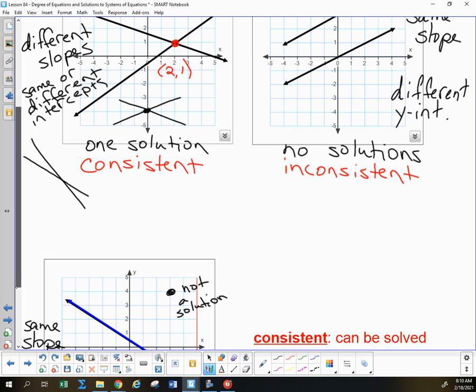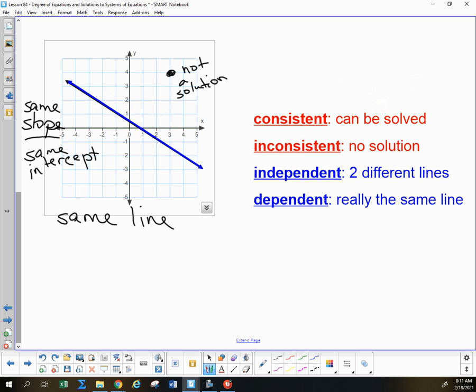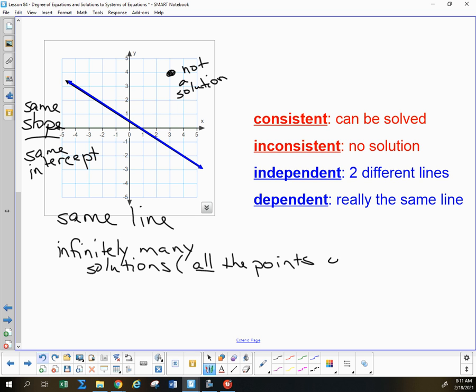And I'll write a couple other things up here on this one. We said that this one has infinitely many solutions, which were all the points on the line. Since the two lines were the very same thing, everything on one was also on the other. Since it has solutions, this one is consistent.